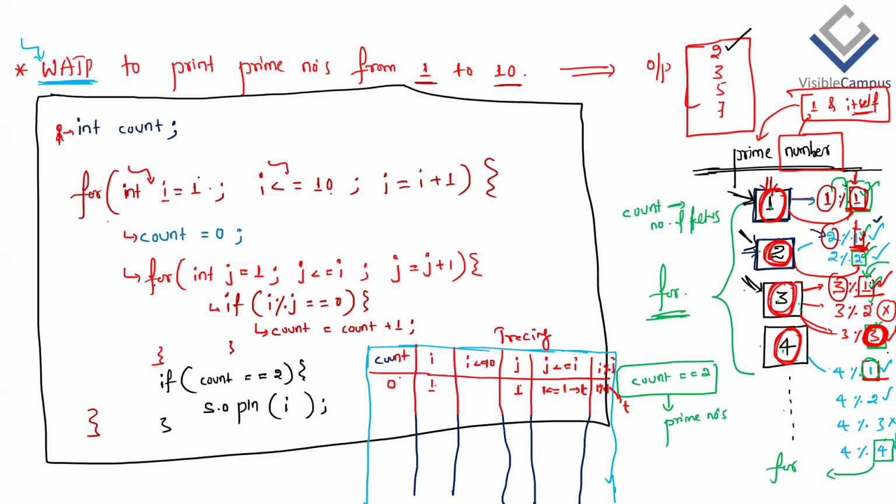Count will become plus 1. So it becomes 1. Previously it was 0. Now it is changed to 1. The next j will become, j loop is not terminated yet. That's why j becomes 2.